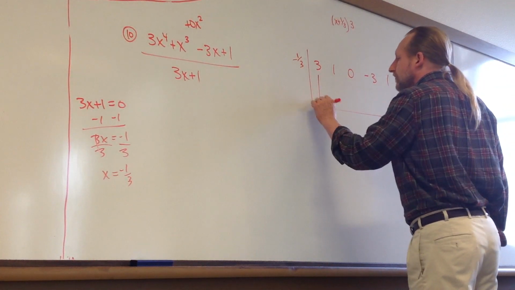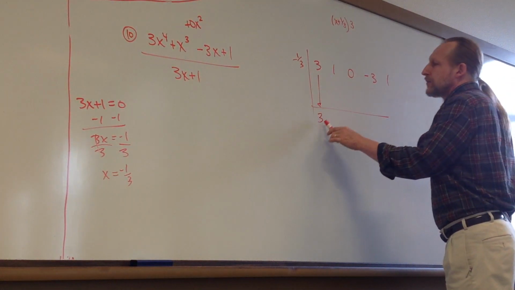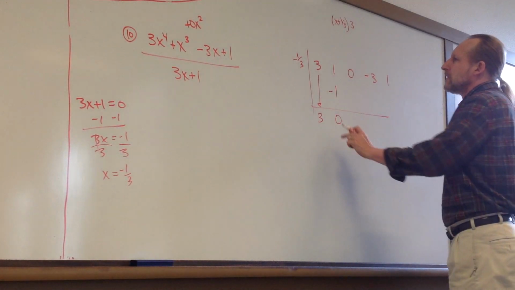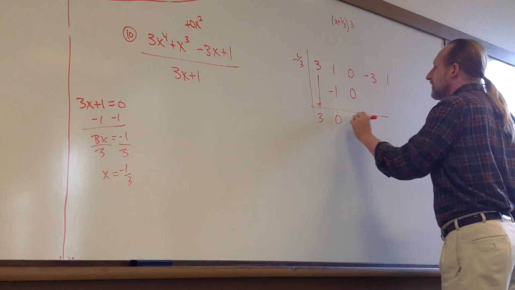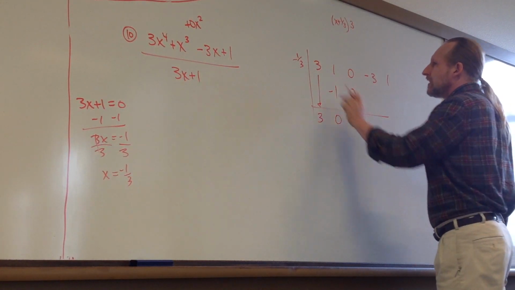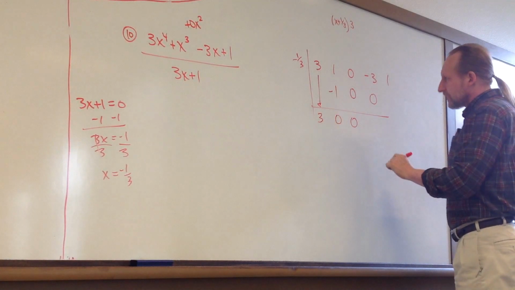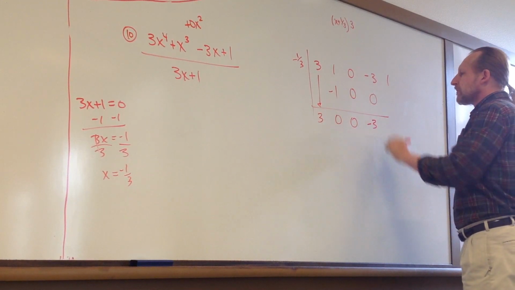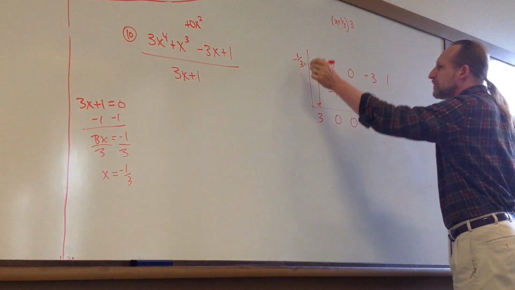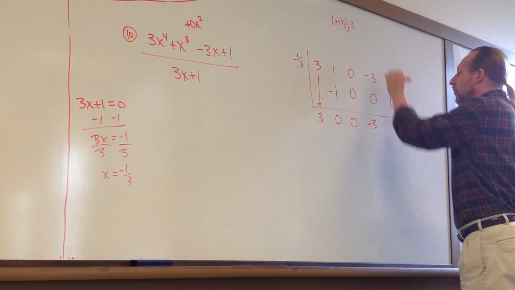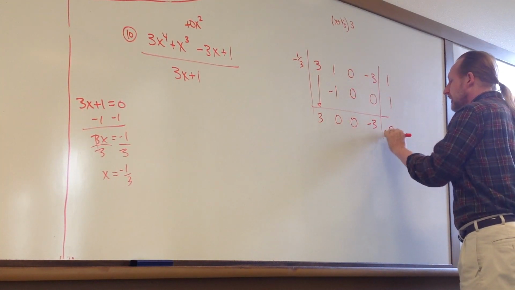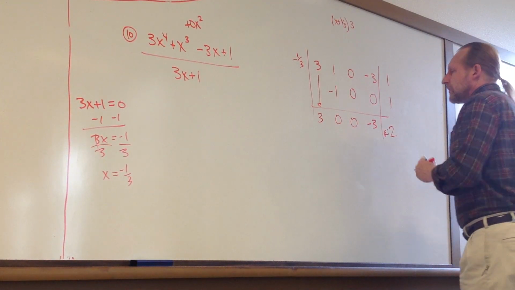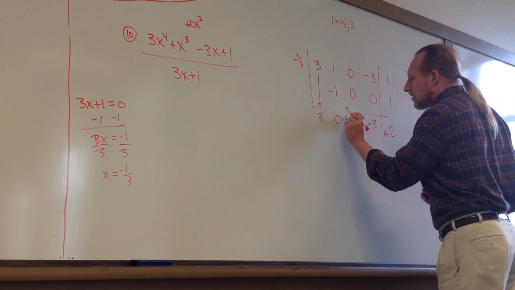So let's put the first coefficient down here. 3 times negative 1/3 is negative 1. That makes 0. 0 times negative 1/3 is 0. There's another 0. 0 times negative 1/3 is also 0. Minus 3 and 0 is minus 3. And then minus 3 times minus 1/3 makes 1. And that gives us a remainder of 2. Okay, so these are the powers of x.